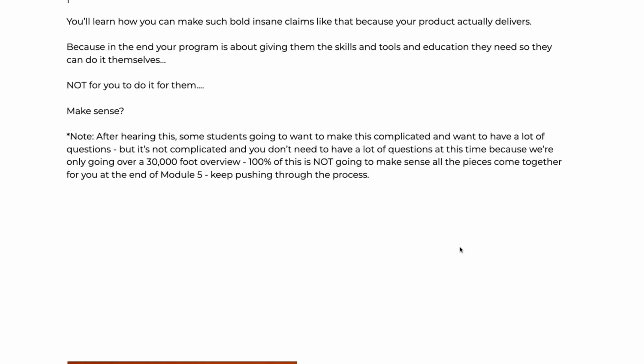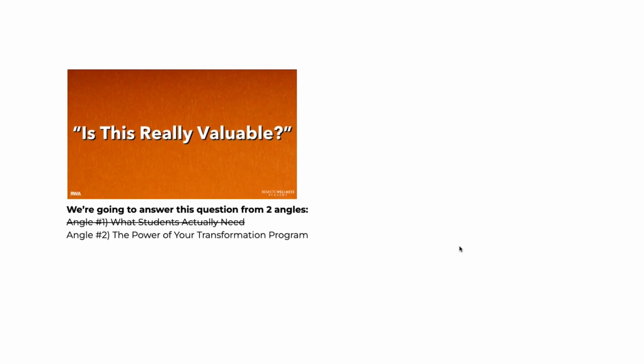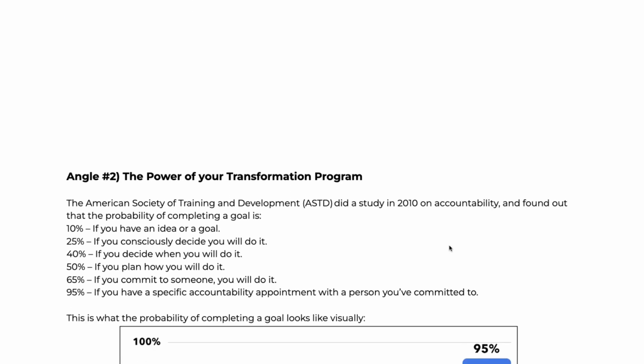And so ultimately, that is the first angle that I wanted to go ahead and answer this question when I say, is this really valuable, right? When you hear about the 3 pillars, that is angle number 1, which is what the student actually needs, okay? The second angle that I want to hit this question from is angle number 2, which is the power of your transformation program. So let's go ahead and talk about that right now.